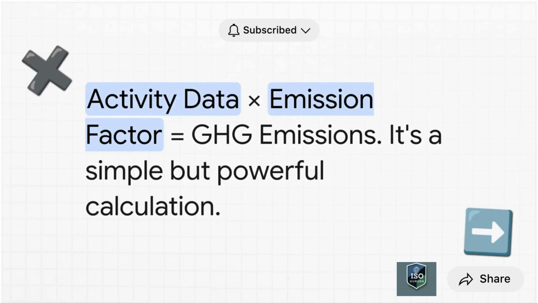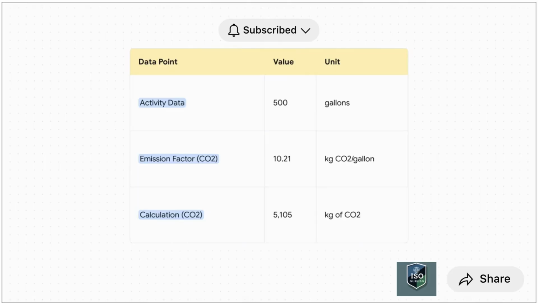Now, at the heart of all this is a surprisingly simple formula. You take your activity data, that could be how many gallons of fuel you burned or how much electricity you used, and you multiply it by an emission factor. Now, that factor is a scientifically proven number that basically translates your activity into the amount of greenhouse gas it spits out.